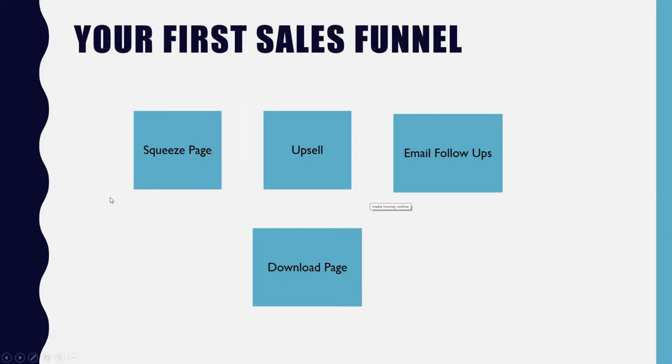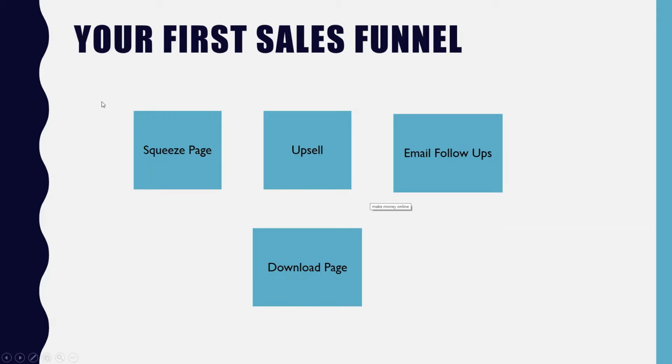You have a squeeze page, and you take them to an upsell. In your autoresponder, you have email follow-up set up for your customers. Then you have a download page, where they can get the free product they opted in for. And then they can also get sold on your product, or on related affiliate offers. The key part of a sales funnel is that we want to send traffic to this squeeze page.